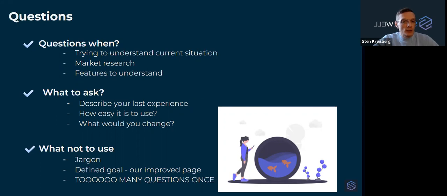What not to use is definitely jargon. So don't use words which are really specific in some field. Also, don't mention what was already done or defined goals. For example, don't say we have improved our homepage. Maybe the person is on your page for the first time. They don't know if it was improved, what was improved, etc.